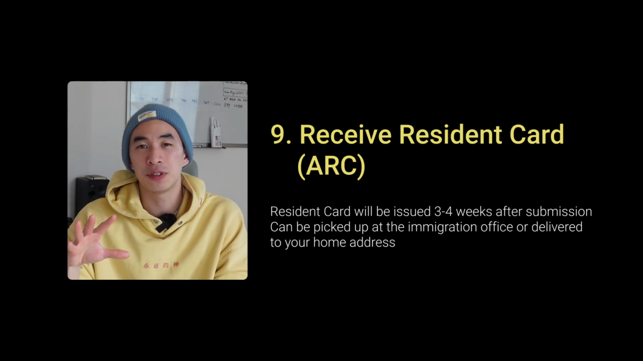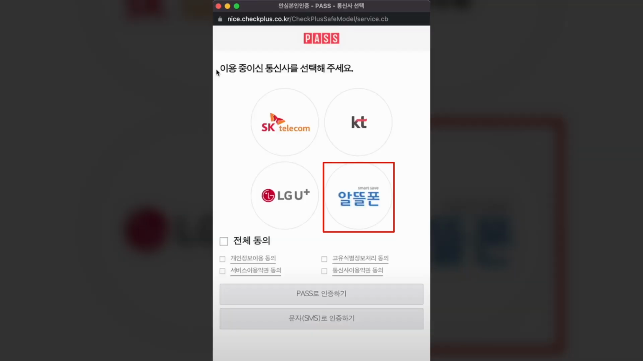On the day you receive your resident card, here are the things I suggest you do. First, go to your mobile phone provider and tell them, I want to connect my ARC, or resident card, to the phone number, because with that you can do mobile authentication, which will be needed every time you want to do something online in Korea.